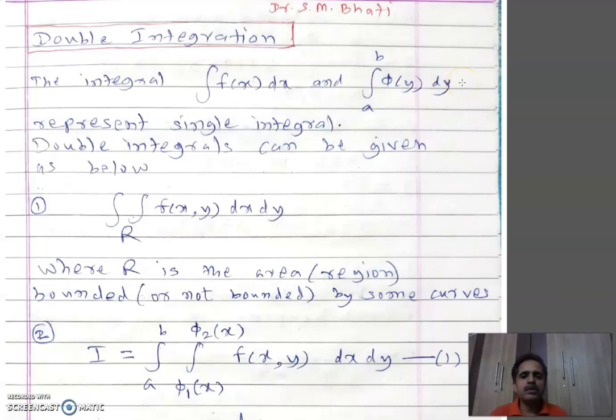Let's see now different notations for double integration. This is the first notation. In double integration, we have an integral symbol two times. f(x, y) dx dy, where f(x, y) represents a function of two variables x and y. This capital R is not a limit. This capital R represents the area bounded by some curves. Area may be bounded, it may be unbounded, but defined by means of some curves.